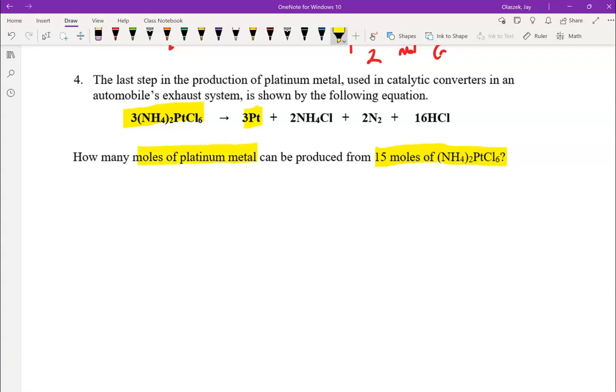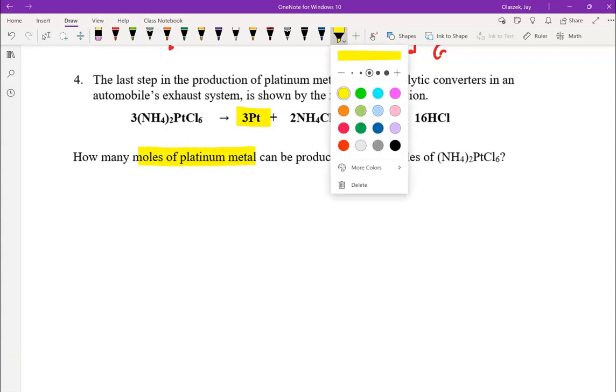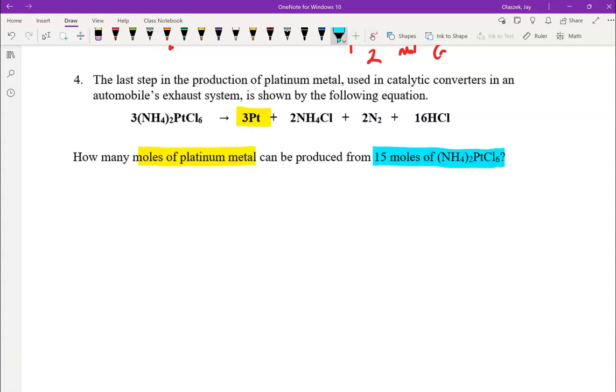Let's use different colors. All right, so our unknown, what we're trying to find, is how many moles of platinum metal can be produced if we use 15 moles of this big clunky thing. And we're not even going to worry about the name. We've got a known, we've got an unknown. What's it asking for? How many moles of platinum, that's this stuff, are the equivalent of 15 moles? All right, I've got to try to write this without getting carpal tunnel syndrome.